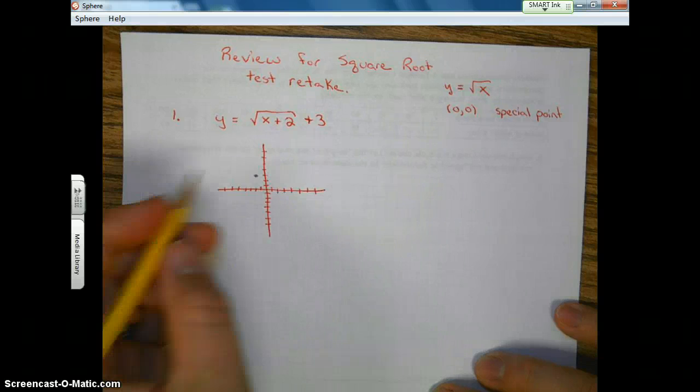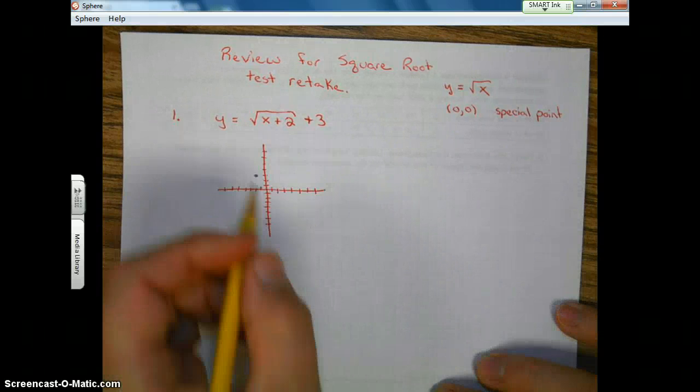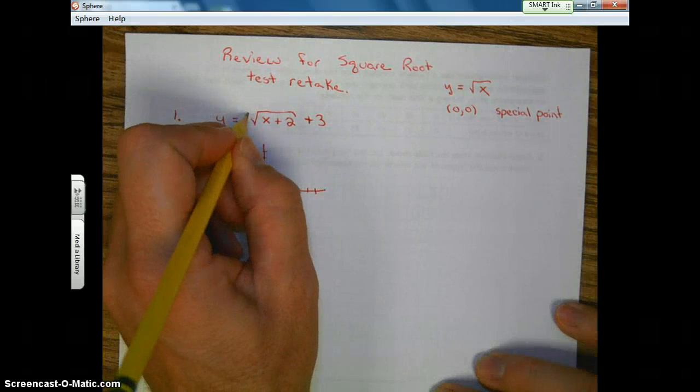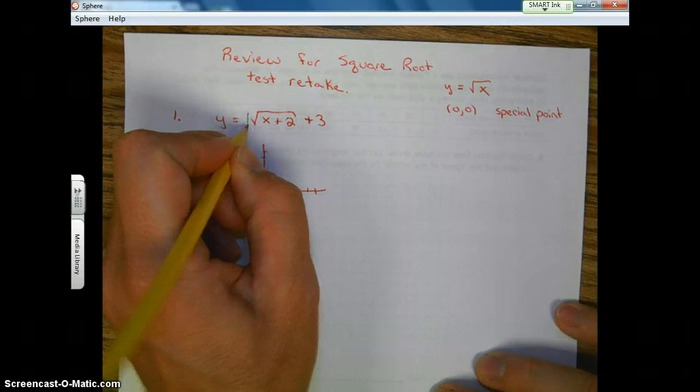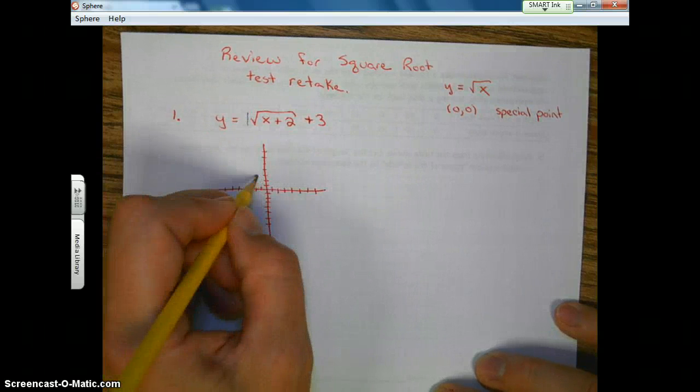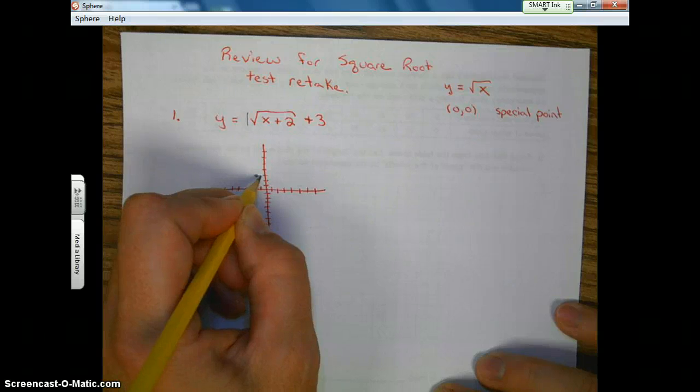Okay? Now the next thing we need to do is apply the a value, which in this case is 1. So from here we go over 1, and then we apply the a value by going up 1.